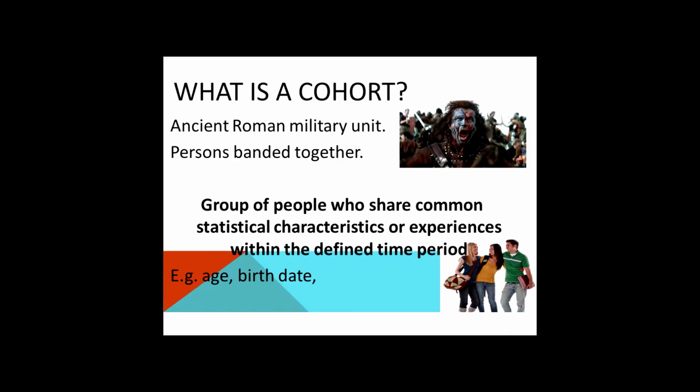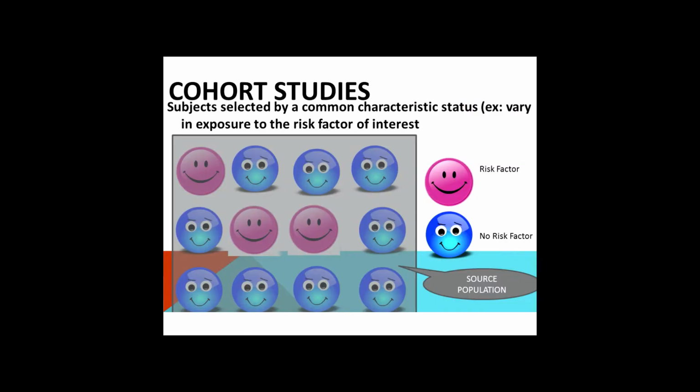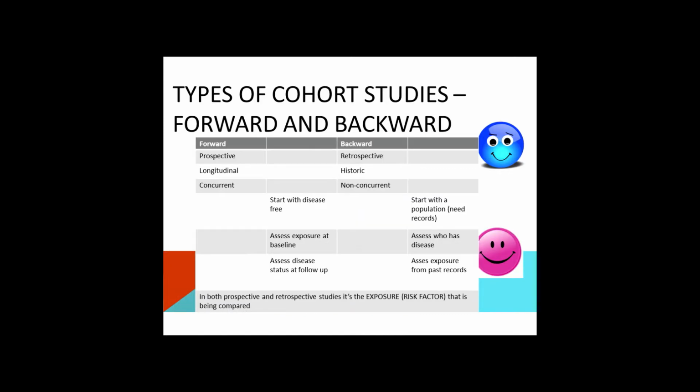So what is a cohort? A cohort is a group of people who share common statistical characteristics or experiences within a particular time period. It's also an ancient Roman military group of people who band together. Okay, so we have our source population, the same source population in which we might use a case control study, but then we break people out into different categories: those who are exposed to the risk factor versus those who are not exposed to the risk factor.